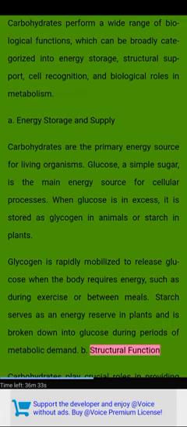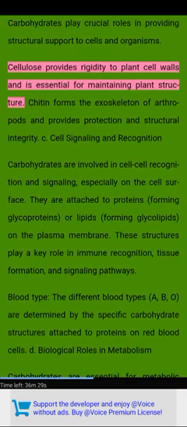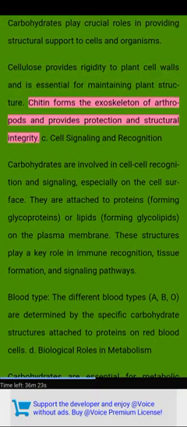B. Structural function. Carbohydrates play crucial roles in providing structural support to cells and organisms. Cellulose provides rigidity to plant cell walls and is essential for maintaining plant structure. Chitin forms the exoskeleton of arthropods and provides protection and structural integrity.